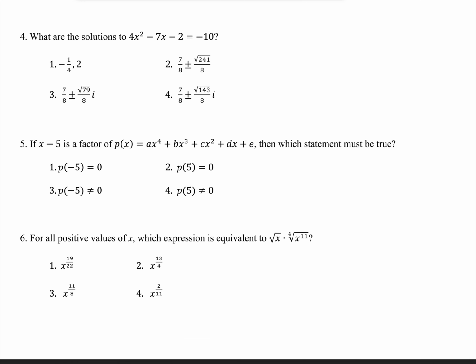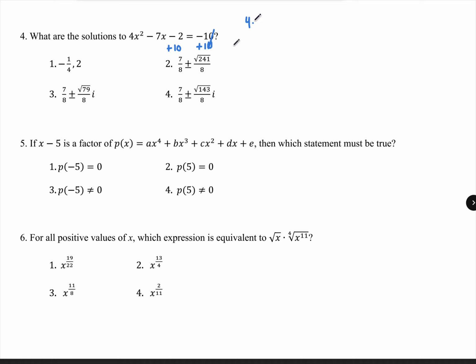Scrolling down to number 4, right? The second I see something like this and I see the little plus or minus i's, I know I want to do the quadratic formula. Before I do the quadratic formula, I need to get one side of my equation equal to 0. So that means I'm going to add 10 to both sides. Once I add 10 to both sides, what am I left with?